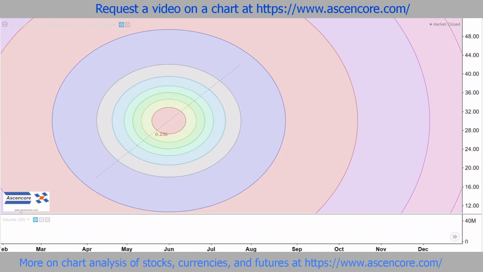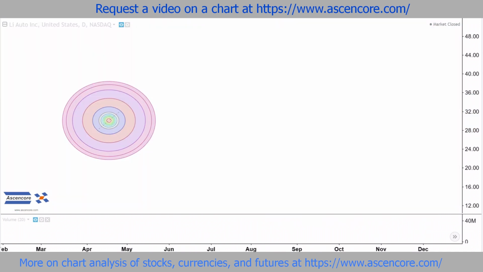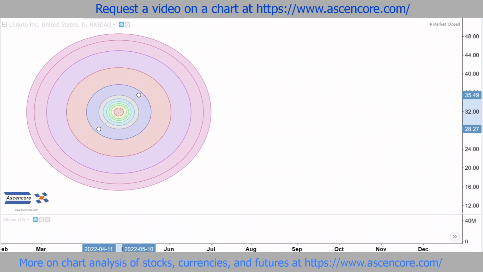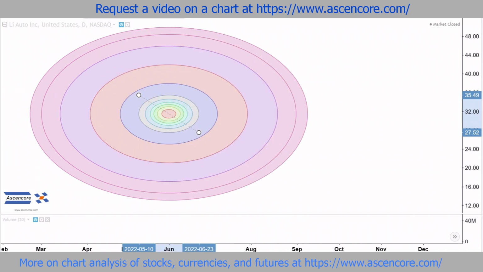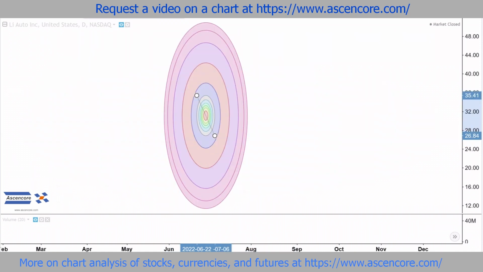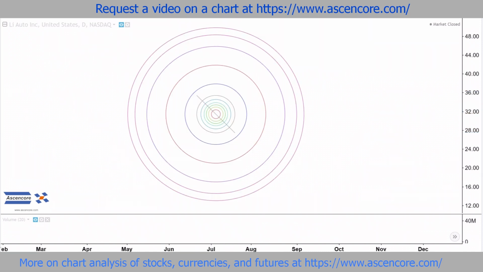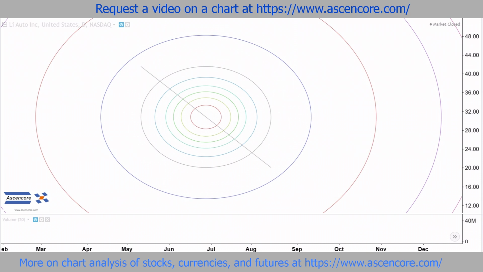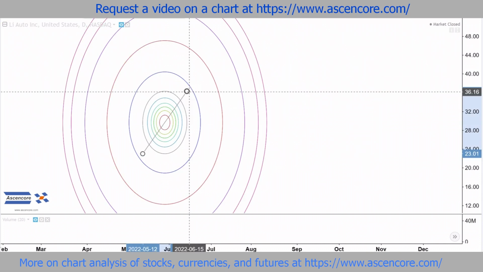Except in this case, the levels take the form of concentric circles. Two points are used to plot the circles. Generally, the further they are apart, the larger the circle, and the closer they are, the smaller the circle. Also, this tool might more accurately be called an ellipse tool since it usually doesn't take the form of a perfectly round circle, and will often be some kind of oval shape.